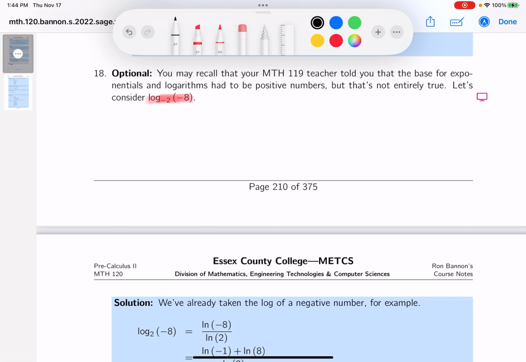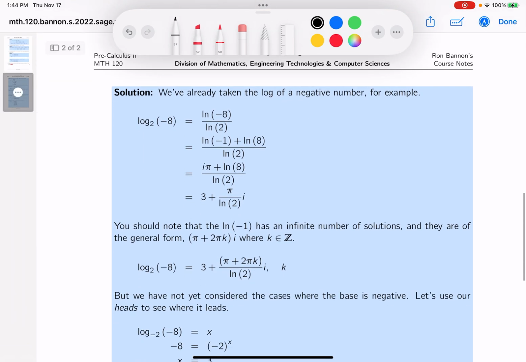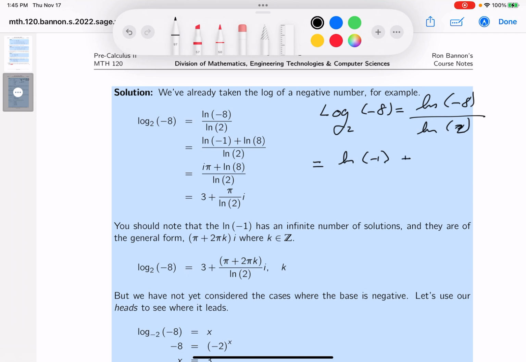All right? So what I want to do is go back and review a little bit with you about how we did logs of negative numbers with a positive base, by the way. So log base 2 of minus 8. And what we told you to do was write in terms of natural logs. So we're going to use a base change formula: the natural log of minus 8 over the natural log of 2. And then you were told to use the rules of logs and write this as the natural log of minus 1 plus the natural log of 8.